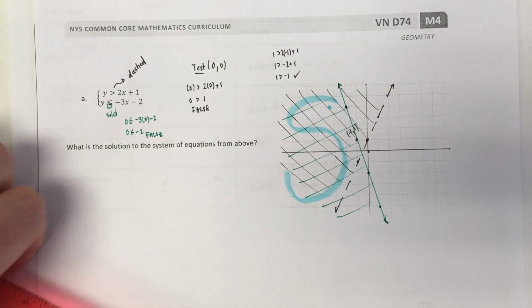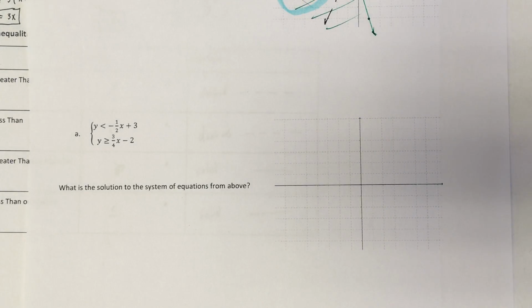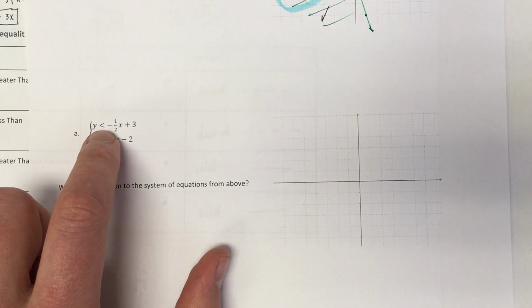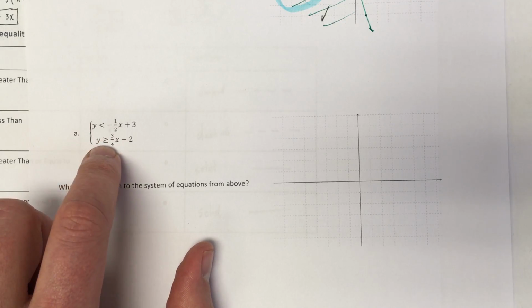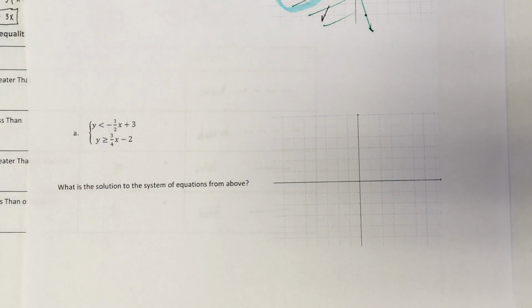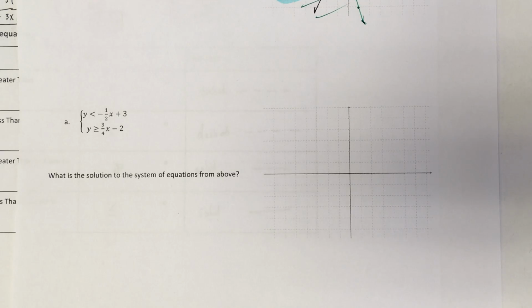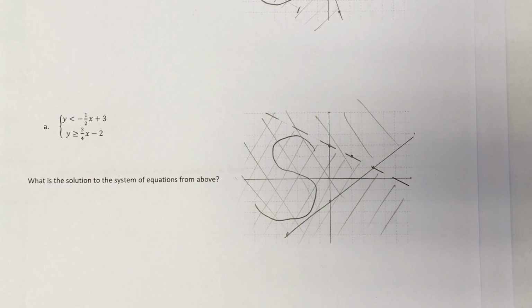Okay? And so I'd like you to try the next one all on your own. The first inequality is y is less than negative 1/2 x plus 3, and the second inequality is y is greater than or equal to 3/4 x minus 2. So pause the video, get your work going, and when you're done, unpause it. And so here's the solution for you if you wanted to see it.